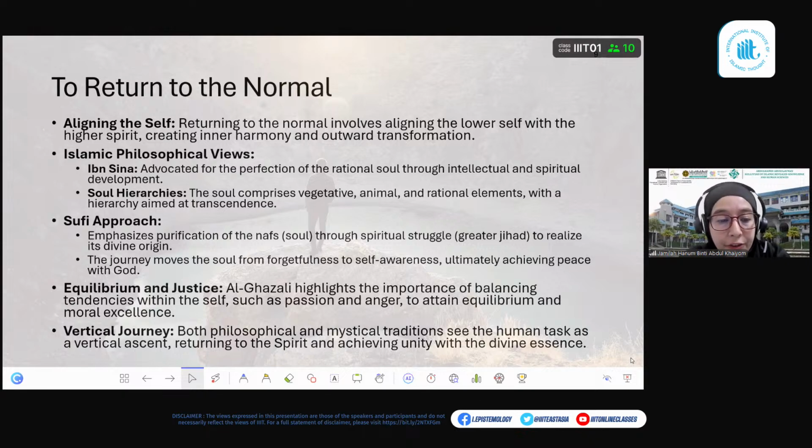Islamic philosophy provides profound guidance here. For instance, Ibn Sina described the soul in a hierarchy: the vegetative, the animal, and the rational elements. Each part has its role, but the rational soul must transcend the lower instincts and guide the self towards intellectual and spiritual perfection. So this ascent is a journey of growth and also transcendence, aiming for a higher state of being.